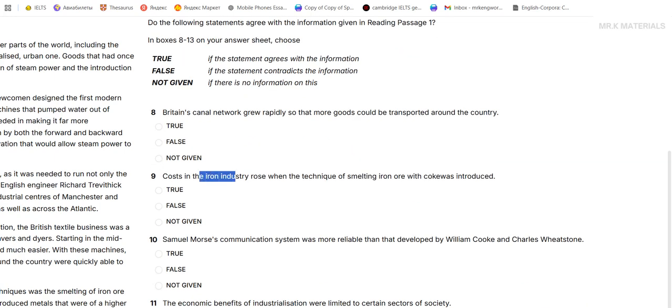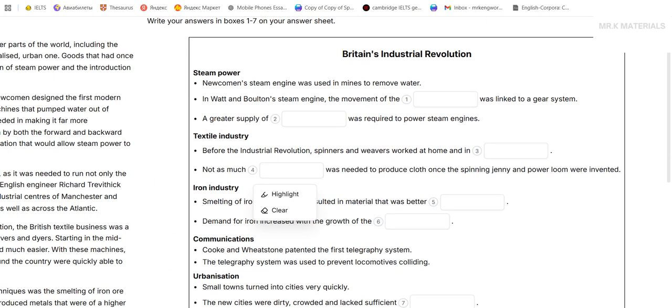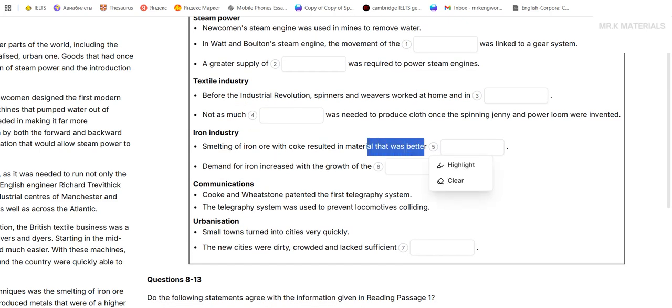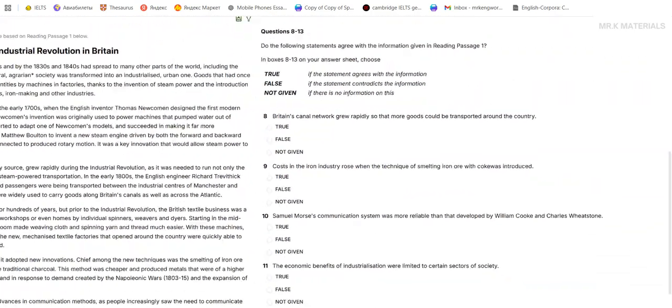Okay, next, it's about the iron industry. That's all right. So I guess the answer for question 9 is going to be in the same part of the text as answers for questions 3 and 4, because they are also, no, I'm sorry, for questions 5 and 6, because they are also about the iron industry. So that information can help me. Again, you see, I'm working with all parts of the text. I'm not just focused on one part.